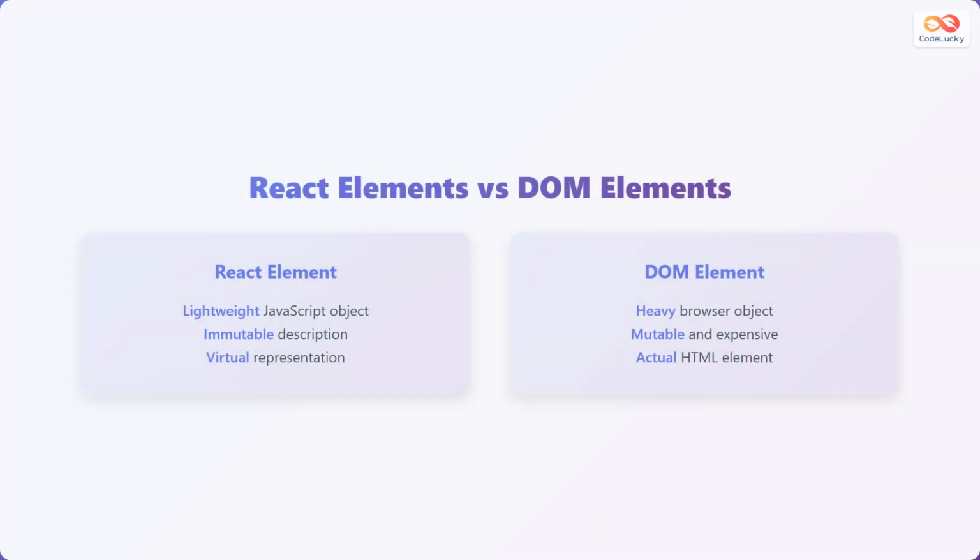It's important to understand the difference between React elements and document object model elements. React elements are lightweight JavaScript objects. They are immutable, meaning they cannot be changed after they are created. And they are a virtual representation of the user interface. Document object model elements, on the other hand, are heavier browser objects. They are mutable and can be expensive to manipulate. And they are the actual HTML elements that you see in the browser.